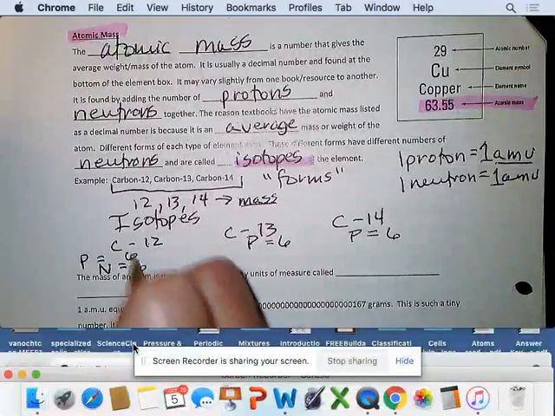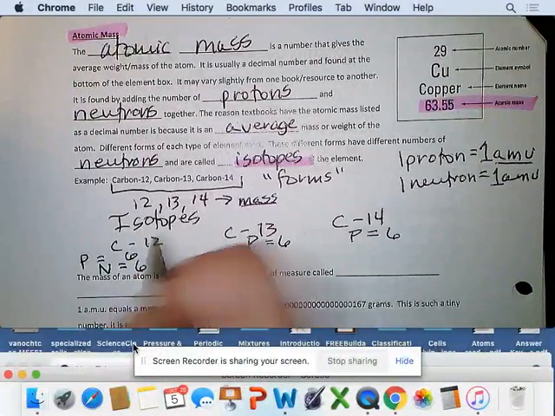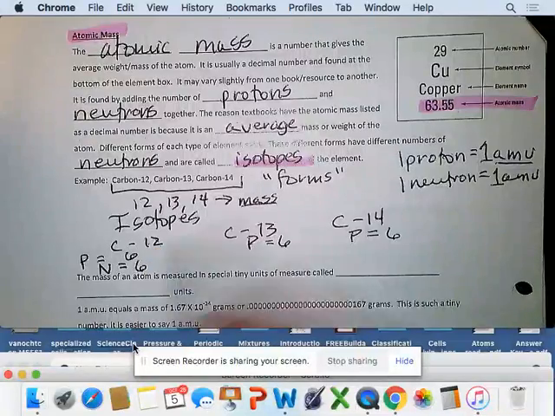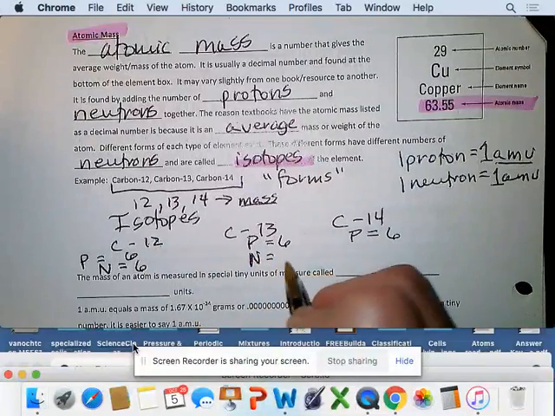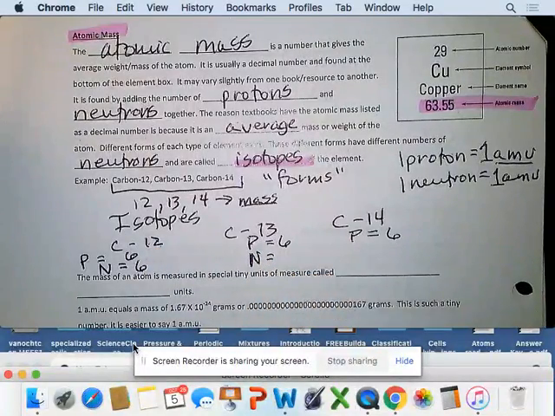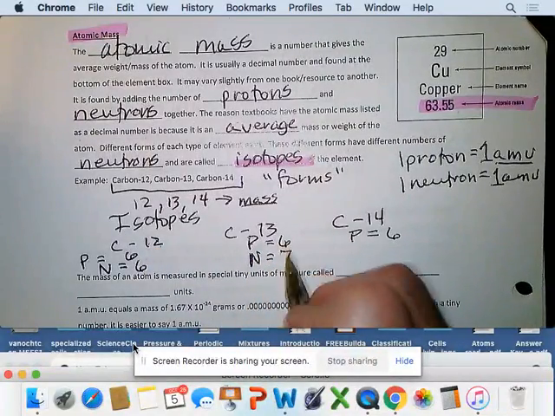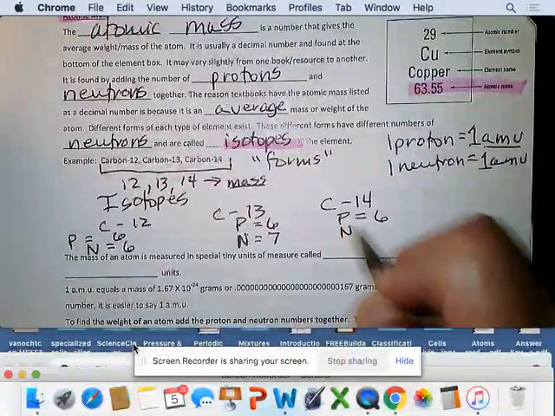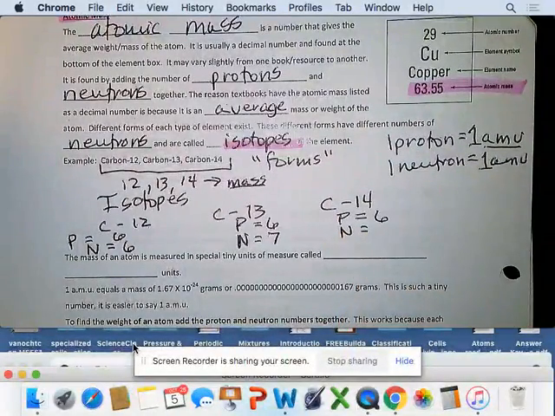6, because 6 plus 6 equals 12. And when we add the protons and the neutrons, we get the mass. Okay? So then, Lakin, how many neutrons for carbon 13? 7. 6 plus 7 is 13. And then how many neutrons would we have for carbon 14, Lakin?